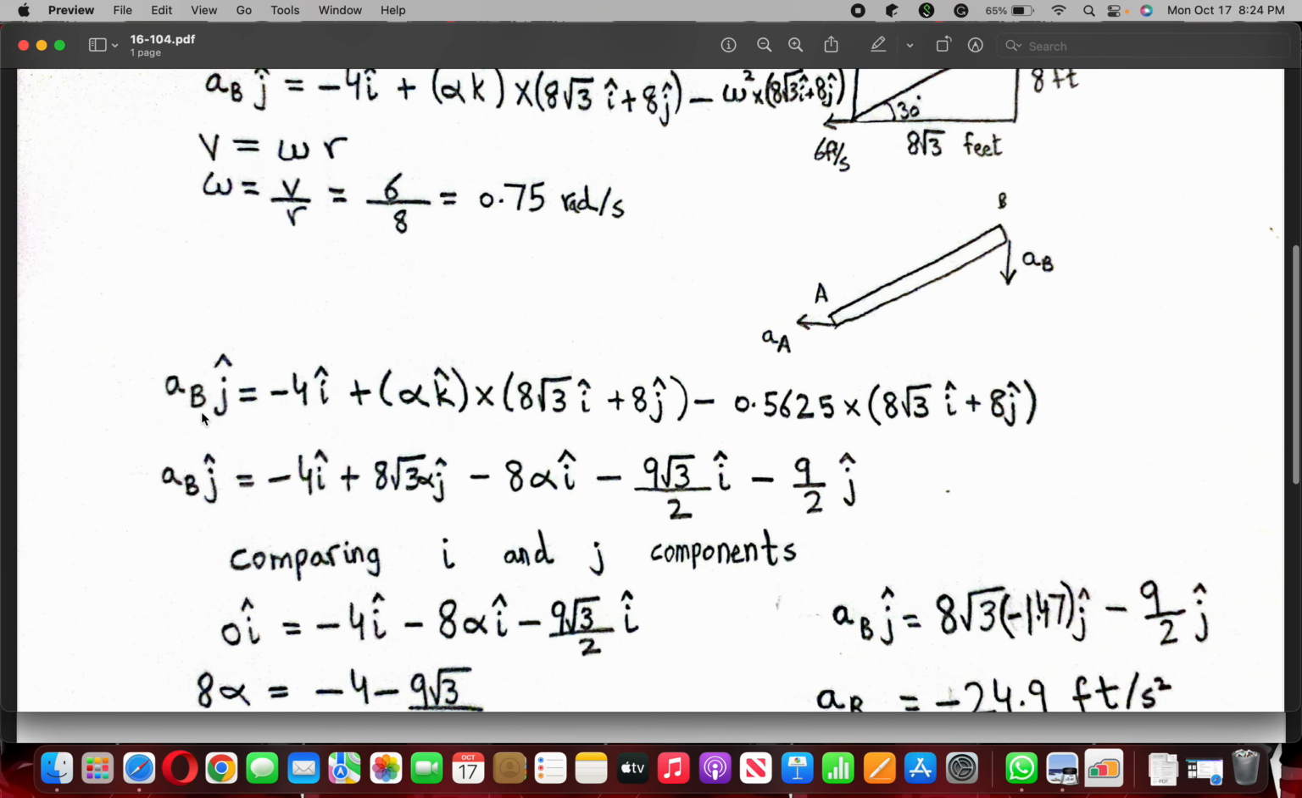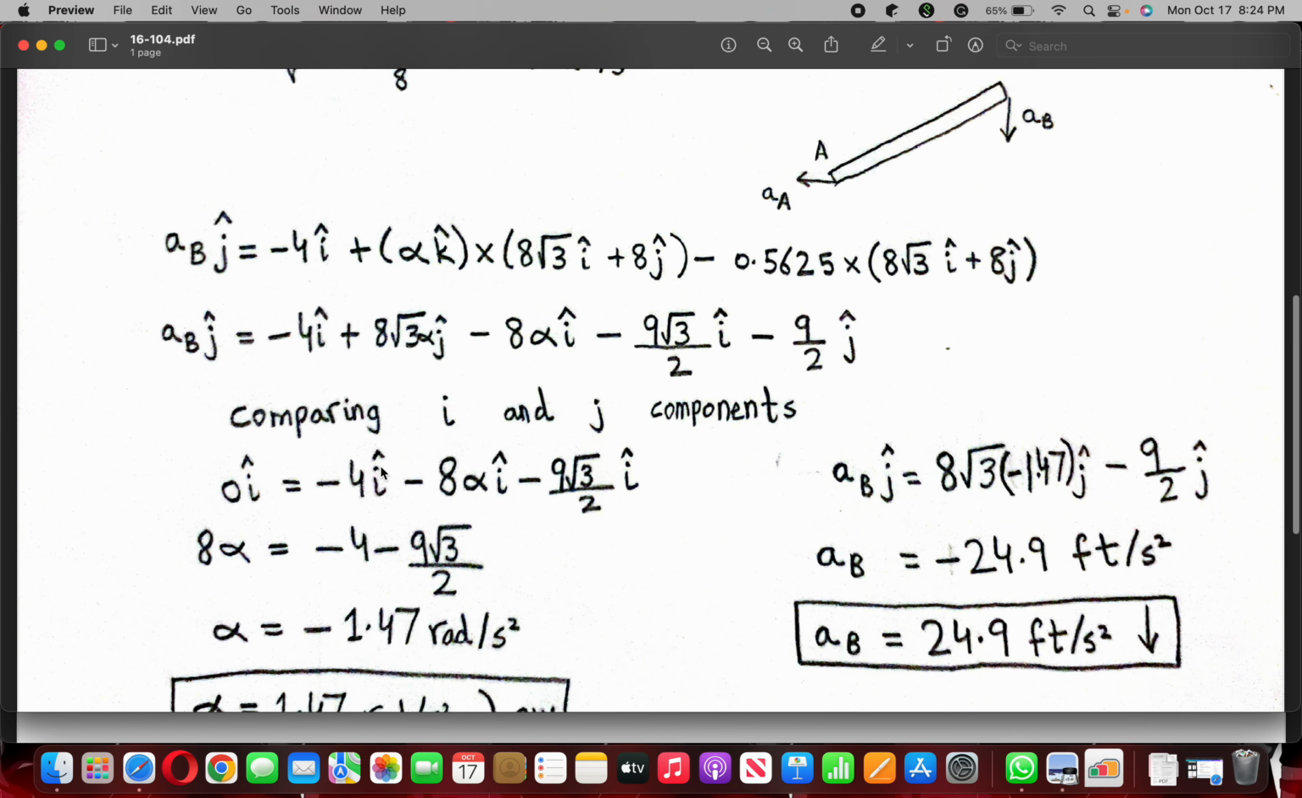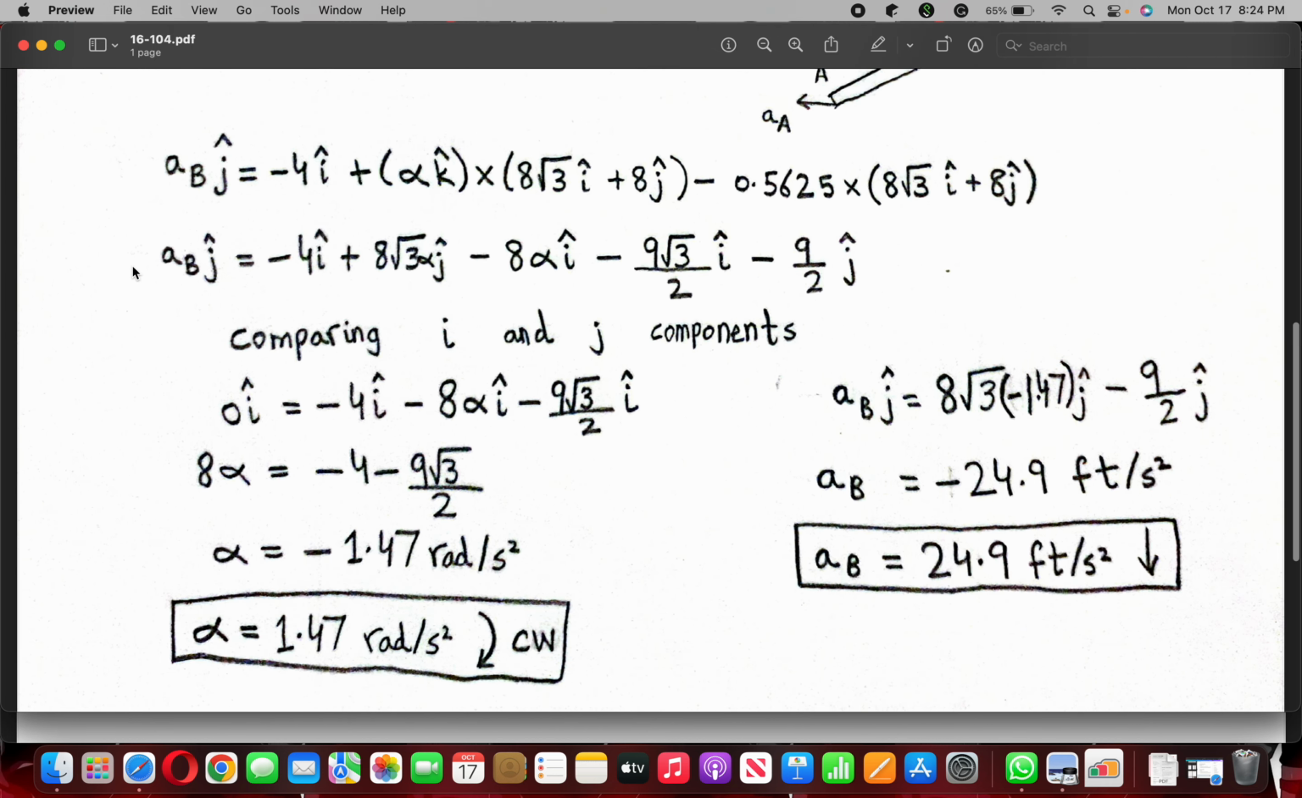Now we simply put the omega value into the equation and solve, and we get an equation in the form of I and J components. We compare the I and J components. As there is no I on one side, we put a 0, and then we are able to find alpha, which is minus 1.47 radians per second squared.